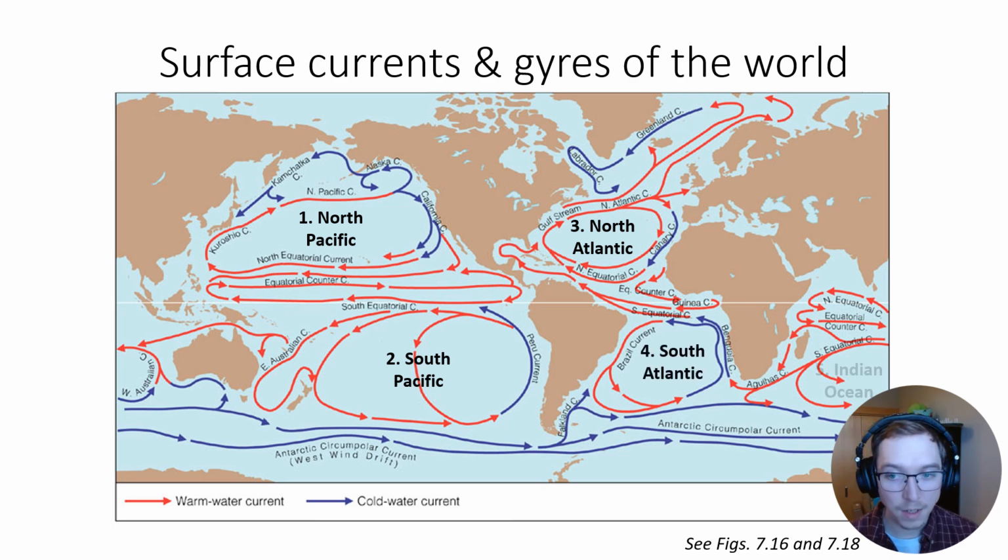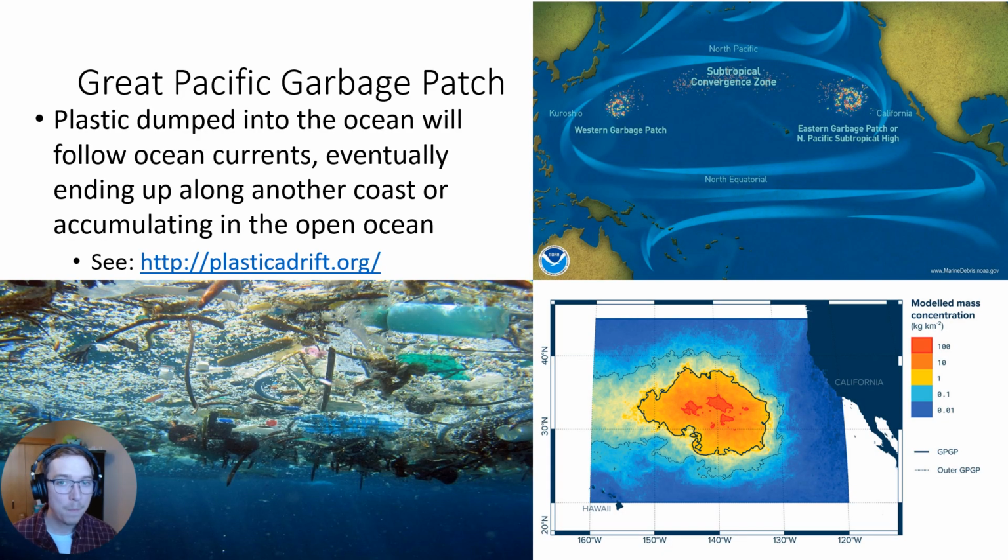The South Atlantic, and the Indian Ocean. So these four dominant gyres can do some pretty interesting things. Not sure if we've ever heard of the Great Pacific Garbage Patch before, but it's basically plastic that's been dumped into the oceans that will follow ocean currents, eventually ending up along another coast or accumulating in the open ocean. The Great Pacific Garbage Patch is a result of this big gyre that sets up in the Pacific.